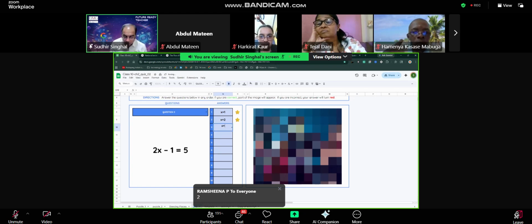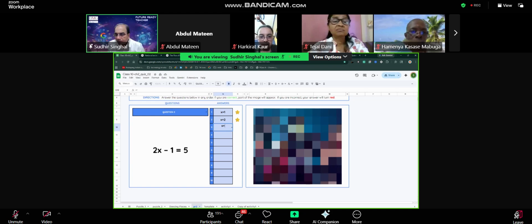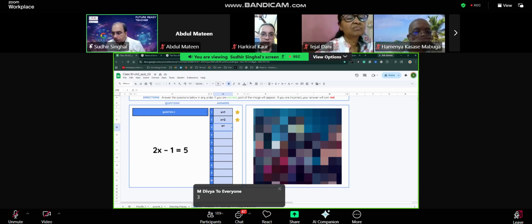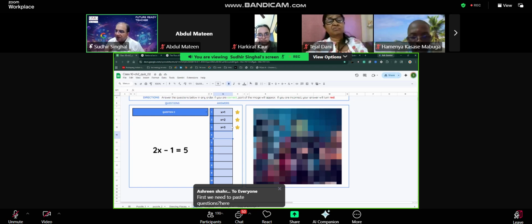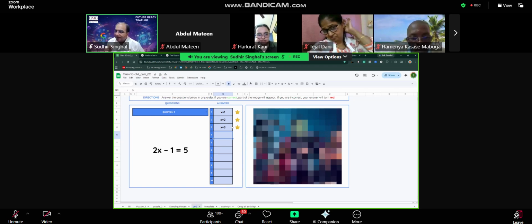X is equal to what? 3. Yes. Now, did you notice that the moment I'm writing the answer, a part of image is being displayed. Image is going to reveal on the right side. Can you guess what this image is all about? Margaret, ma'am, can you guess what this image is all about? Mathli, ma'am is confused what this is going to come.